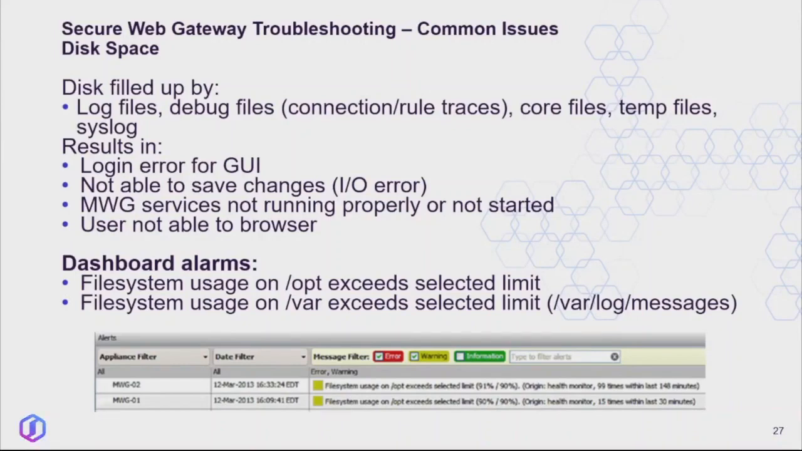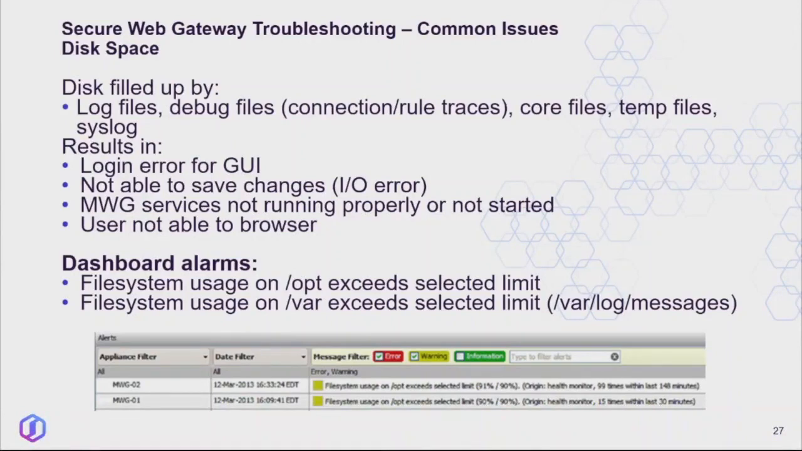As soon as you see this, you should start engaging immediately to find out what's the cause, where are the files. I would start with where are the files and delete them as soon as possible, because it will result in not being able to log into the user interface anymore. You won't, and if you could, then you wouldn't be able to save changes. MWG services will stop. They'll be running, but not correctly, or they'll start to fail to start. They'll stop, but then they won't start, and eventually users won't be able to actually use the proxy as it's designed.